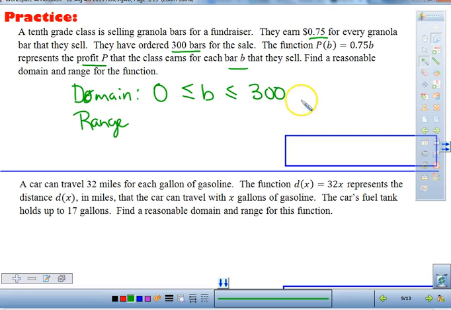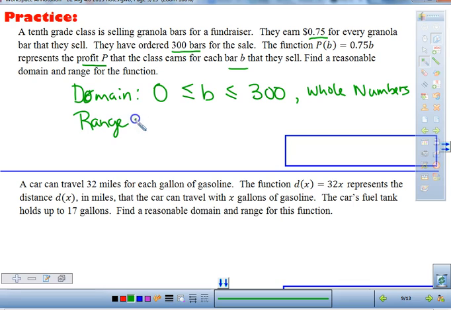Now, the key thing here is, we can't sell a half a granola bar, right? So we're talking about just our whole numbers for our domain. It's not real numbers, because you can't sell people half a granola bar, right?